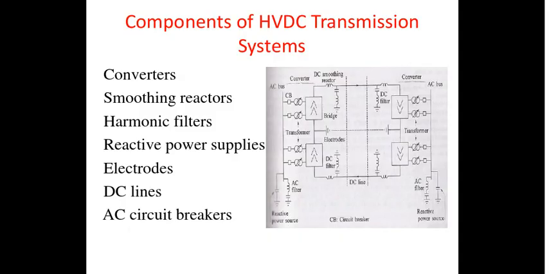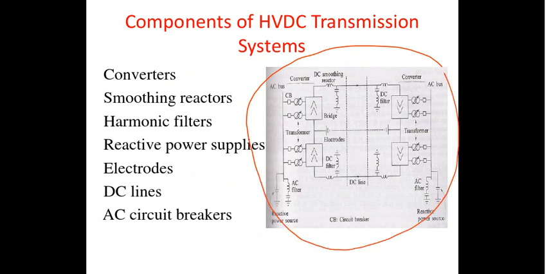Now, if you look at this particular diagram, which is taken from one of the textbooks, this basically represents a typical HVDC transmission system, right? This is going to be your DC line here. On either side, you have the different components that are associated with a typical HVDC transmission system. Now, let us start with the individual components.